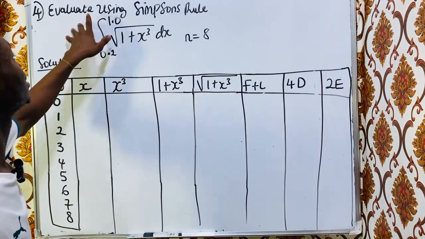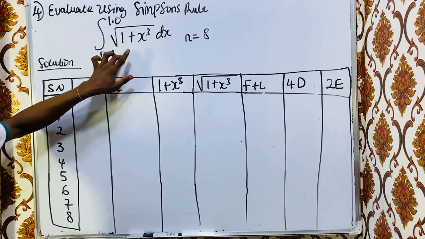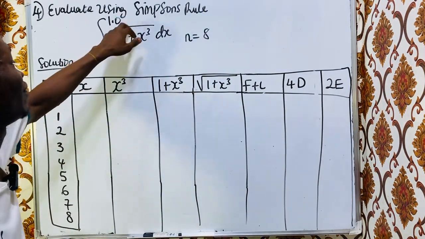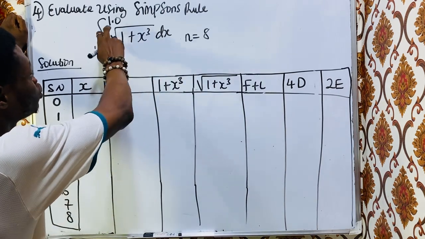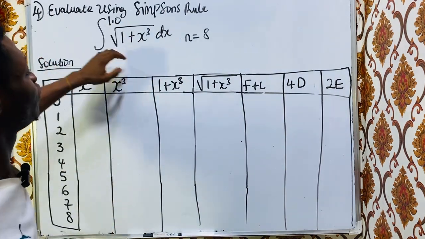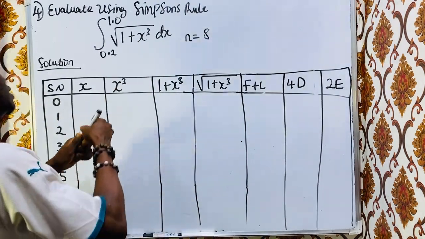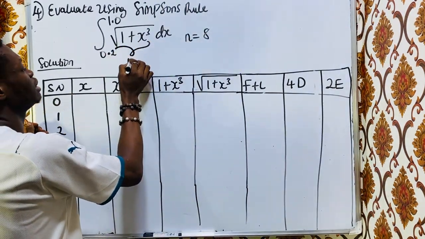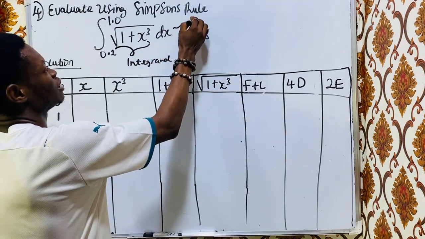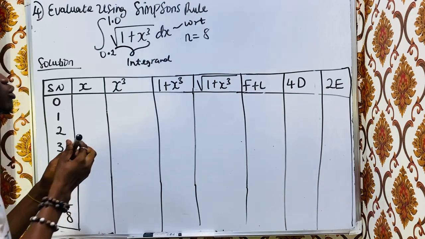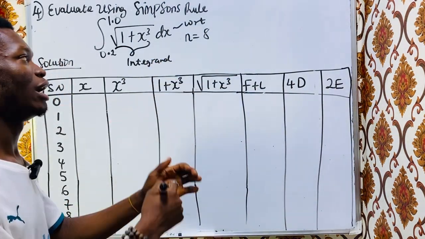So we are asked to evaluate this definite integral, because it has boundaries, using Simpson's rule. So the integral from 0.2 to 1.0 of this function to be integrated is called the integrand. This is called the integrand. So we integrate the square root of 1 plus x cubed dx with respect to x, with our interval 8.